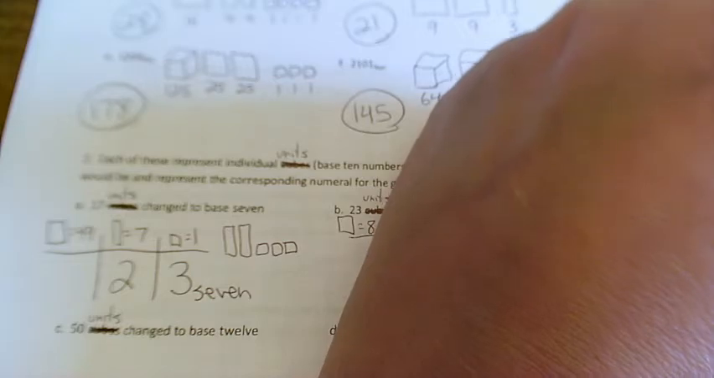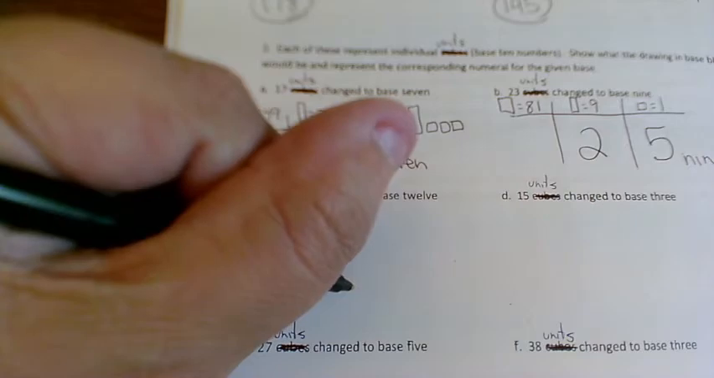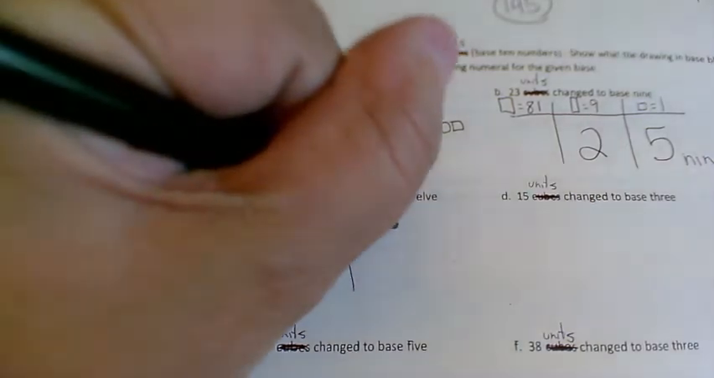So picture 2 longs with 5 units. Okay. All right, what about C? 50 units in base 12. So what does base 12 look like?